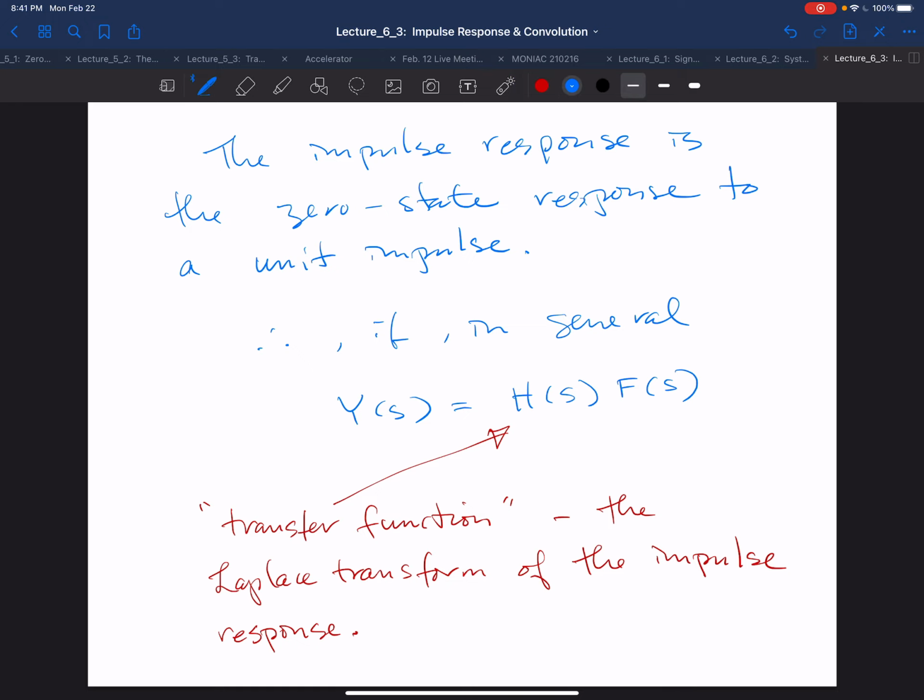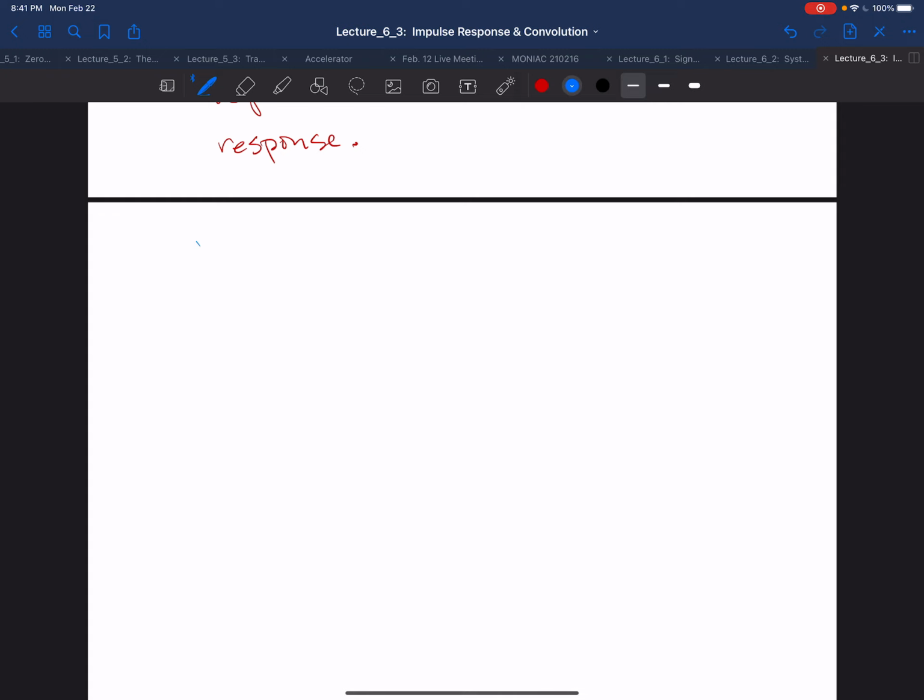So this means that in the time domain, the response of our LTI system is in fact the convolution of the input f with the impulse response h. And this, in fact, is a very fundamental property of LTI systems.